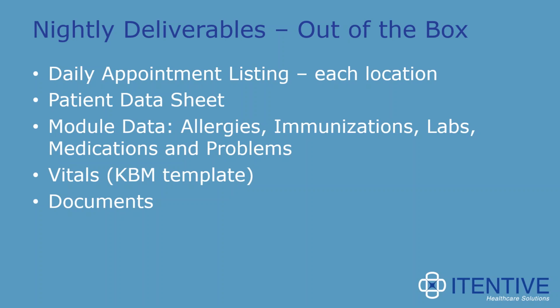Inside the chart, as I was starting to mention earlier, you're going to get a patient data sheet. That's just the basic demographics: patient name, address, who's the guarantor, what their insurance information is, good things like that you need to know when the patient presents at the front desk. On the clinical side, you're going to get a whole host of information that the clinicians are going to need in order to talk to the patient back in the exam room. So it's things like allergies, immunizations, medications, problems, lab orders, vitals.